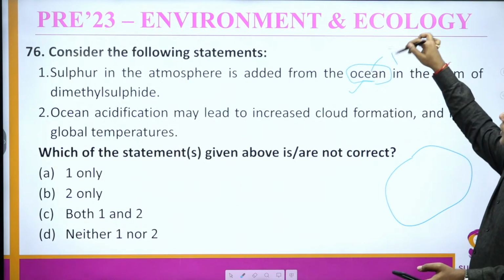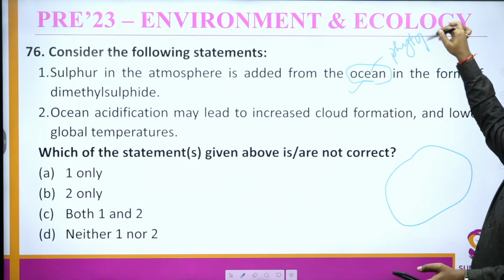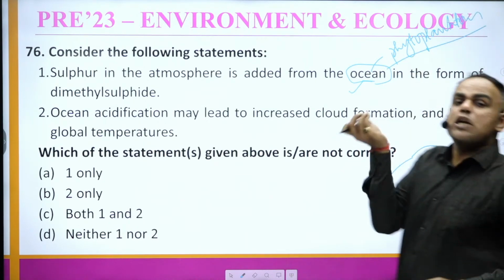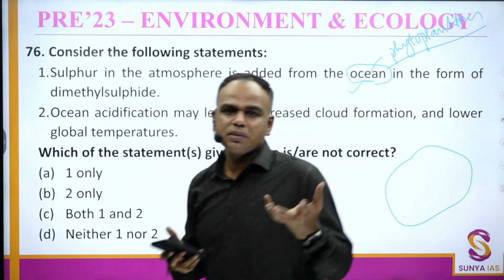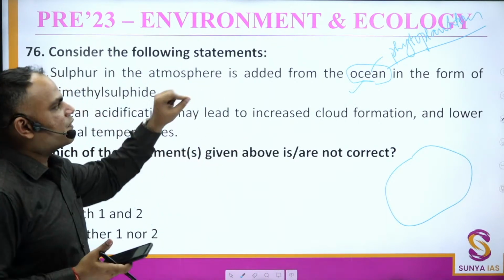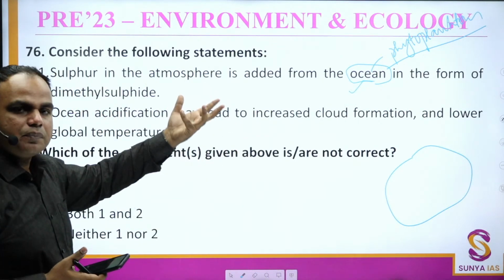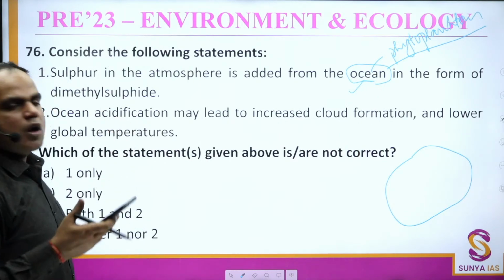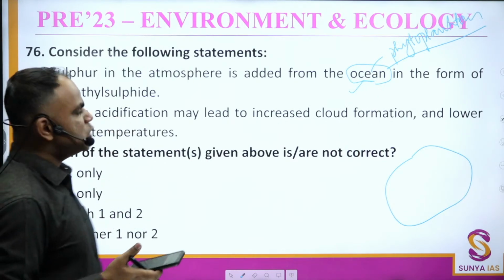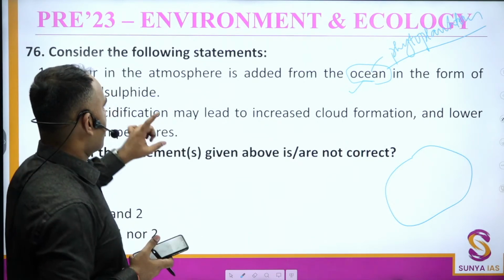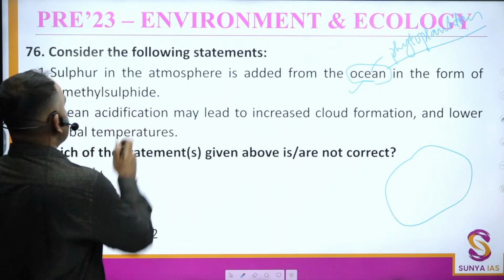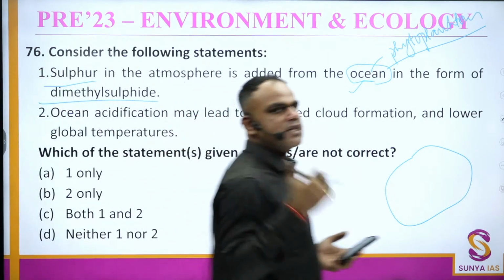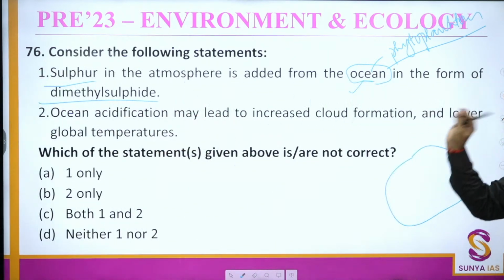I'm telling you, this is produced by phytoplanktons. Maybe some of you did not know this fact, so now you know it. You can add it to your notes that phytoplanktons are present in the oceans. What are phytoplanktons? These are small marine microscopic organisms which produce food. They produce this dimethyl sulfide, and sulfur is added in the atmosphere in this form. So one part is this.